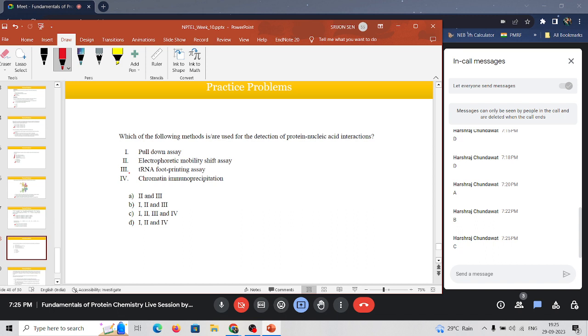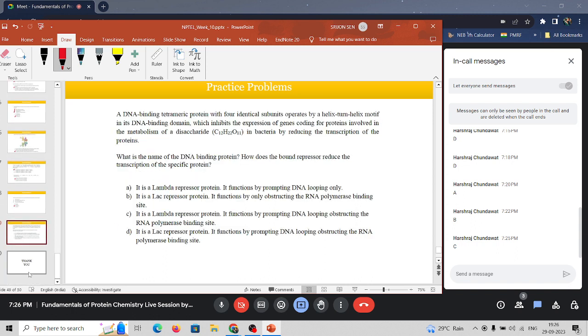So basically, if I can recollect, the tRNA footprinting assay detects a protein nucleic acid interaction. It's a nucleic acid; it's not specifically telling about DNA or RNA. So yes, you can use this footprinting assay as well to detect protein nucleic acid interactions. So yes, 1, 2, 3, and 4, all of them would be the correct answer.